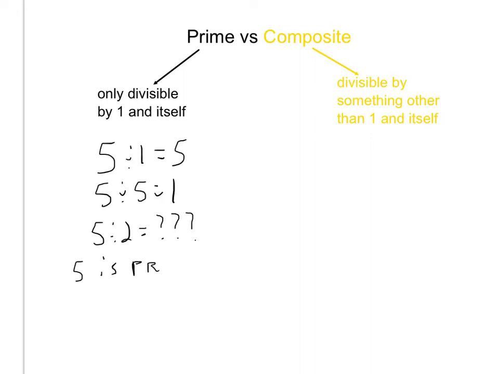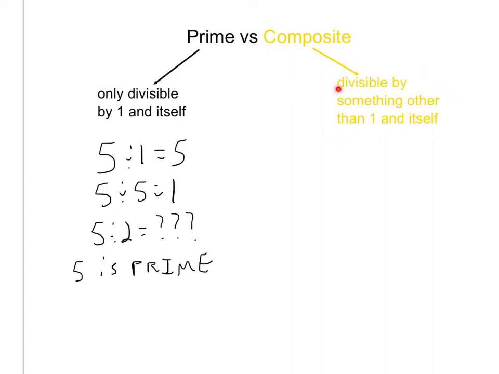5 is prime. Okay. Number 3 is prime. 1 and 3 are the only things that go into 3. Okay. 1 times 3 is 3. 3 times 1 is 3. That's it, though. Those are the things I can multiply together to get 3. Okay. So that's what a prime number means.